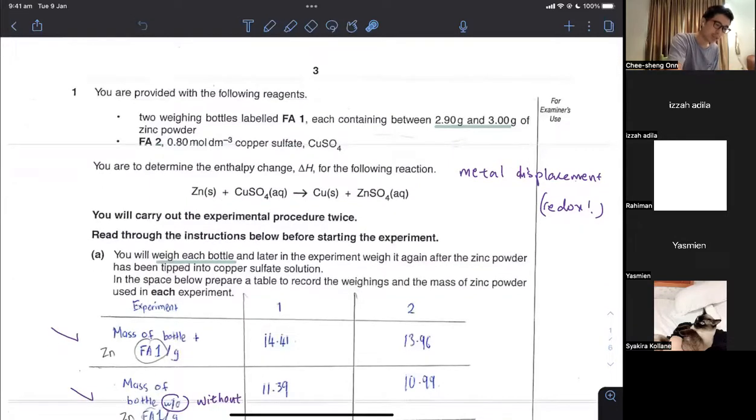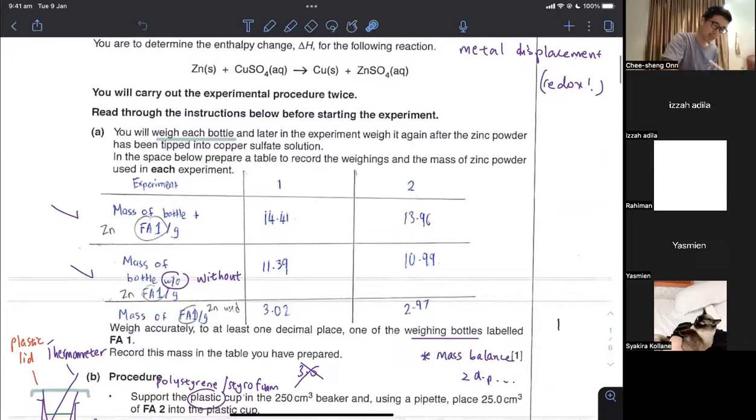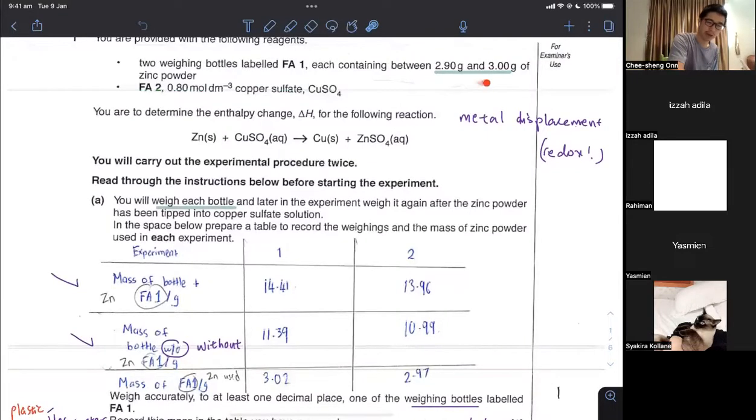Now, this is the instruction. This was already pre-weighed in a bottle. There are 2 weighing bottles because you do them twice. You will see that the mass of the solid within the bottle is in this range because that was what the supervisor or lab technician would have been instructed to weigh out for you. They wouldn't be above that. If they are above that, you need to check with your supervisor. But of course, follow instructions. You can have 2.91, 2.92, 2.93, but by right it shouldn't be very different from there.